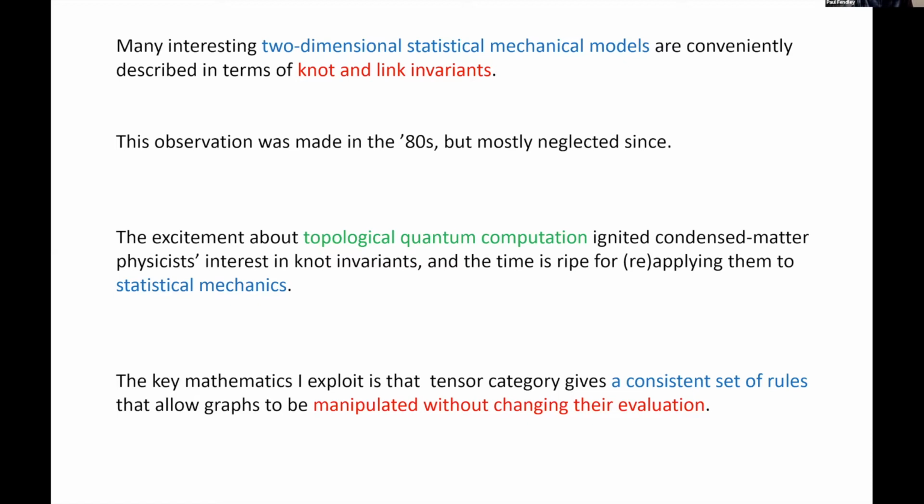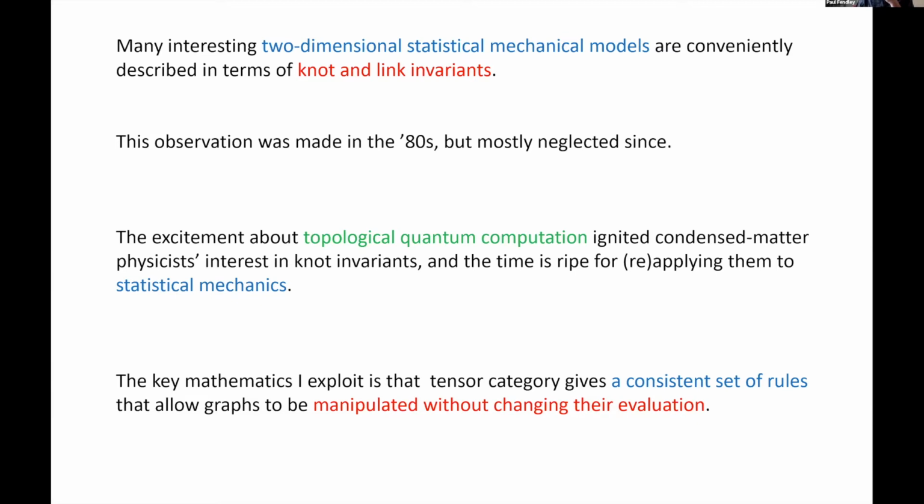But in a world where maybe I don't quite live, but where I talk to a lot, is condensed matter physics. And 10, 15 years ago, people got very excited, especially those at Station Q, like my collaborator, Dave Aasen, and in topological quantum computation. And this got a lot of people in that world very excited about knot invariants and all this classic work of the 80s. And my angle on this then is that I want to apply to statistical mechanics, which is obviously related to condensed matter physics, but not the same thing.